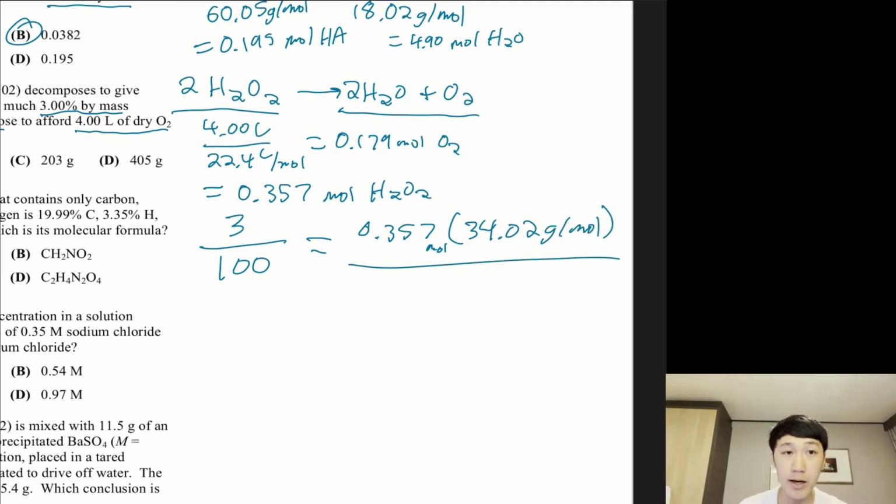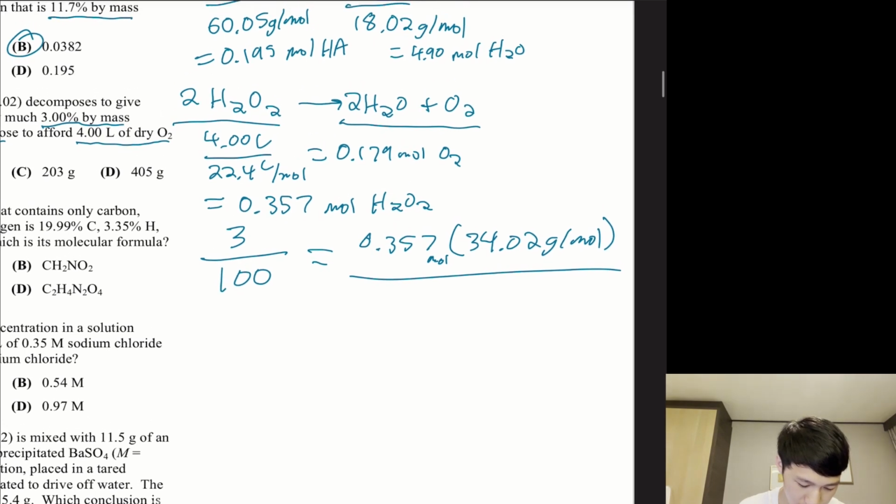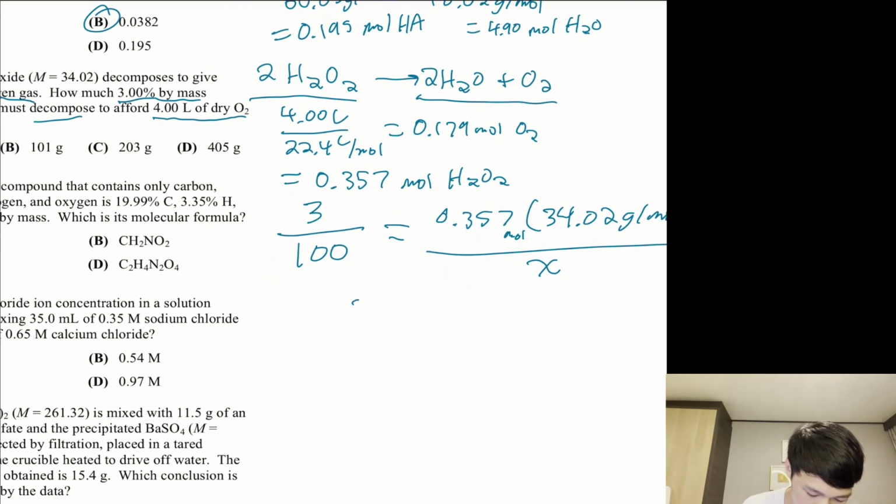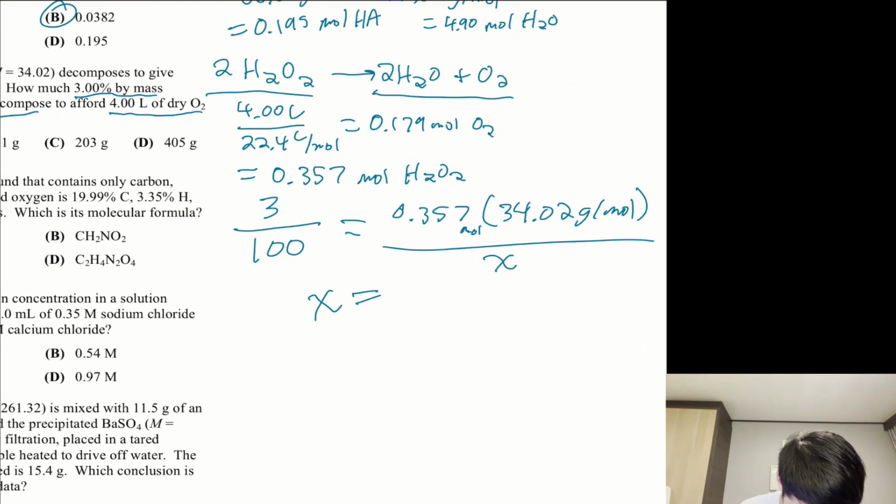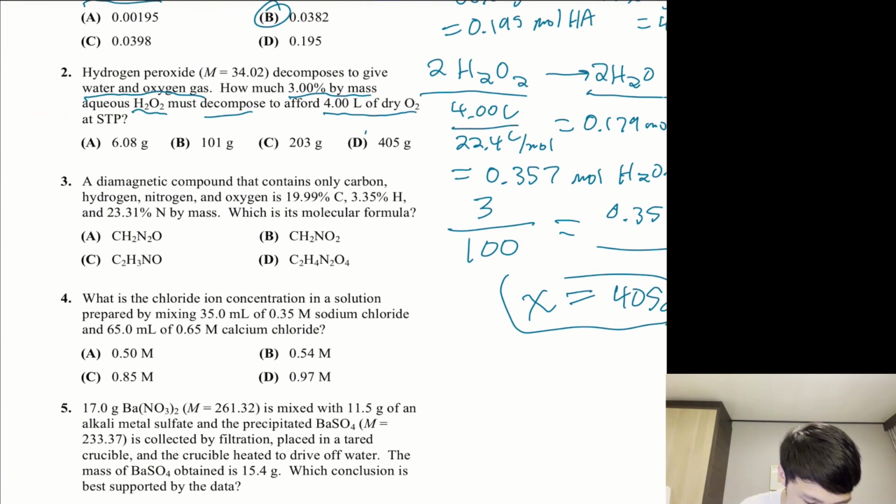That's the amount of hydrogen peroxide that we need. And then we're going to divide it by our unknown. We don't know how much of the solution we're going to need. So if my iPad will cooperate, we will find that after solving this equation, X is equal to 405 grams. Oh my God, why is this iPad bugging? 405 grams. And that corresponds to option D. So D is correct.